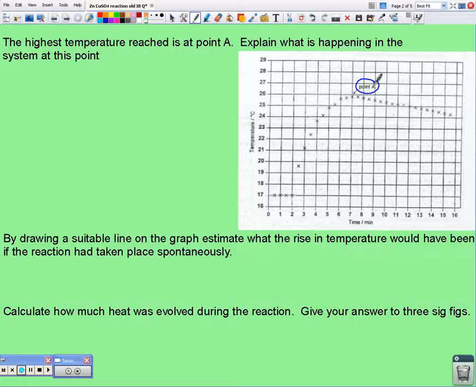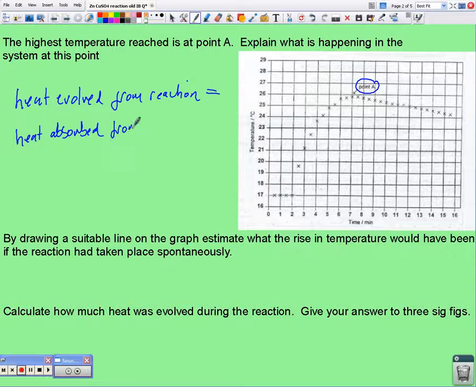So I think we can say here that heat evolved from the reaction at that point must be equal to the heat being absorbed from surroundings. After that point, the heat absorbed from the surroundings is greater than the heat evolved from the reaction, and so the temperature will gradually reach room temperature.